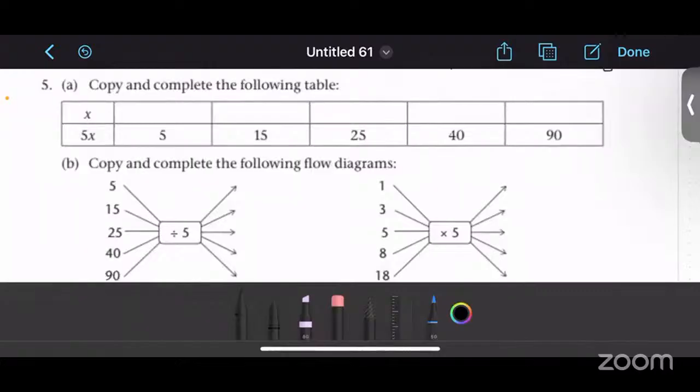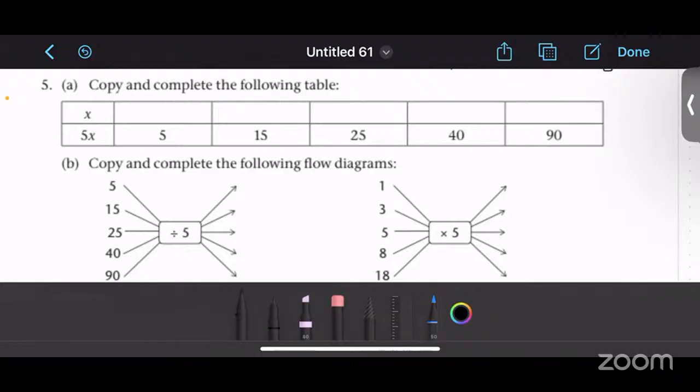So five says copy and complete the following table. We have X and we also have 5X. So 5X is the rule. No, that's not the rule, but that's the output. And then the X is what we're going to be multiplying with 5 to get these output values. What is the rule? X is the rule, 5X is the output, right?